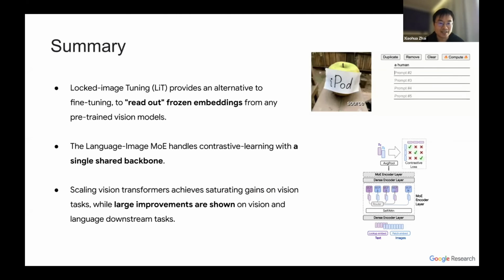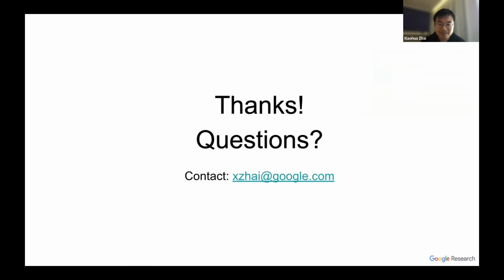Okay, I will conclude here. A quick summary. In my talk, I covered locked image tuning, which provides an alternative to fine-tuning to read out frozen embeddings from any pre-trained vision backbone. Then the language and image MoE, which can handle contrastive learning with a single shared backbone using a model-agnostic router, and still achieves good performance on downstream tasks. And finally, we continue scaling up vision transformers; although this achieves saturating gains on vision tasks, we see large improvements on vision and language downstream tasks. Thanks. And any questions?